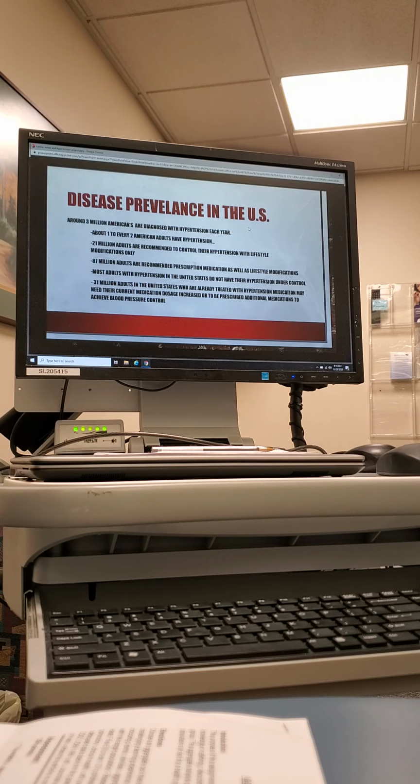31 million adults in the United States who are already treated with hypertension medication may need their current medication dosage increased or to be prescribed additional medications to achieve control. This is not uncommon. So in your case, you may a little down the road need to be put on a different blood pressure medication, or they may need to take one away. Does that make sense? Yes. Okay.